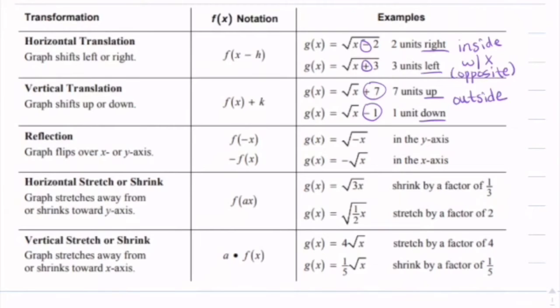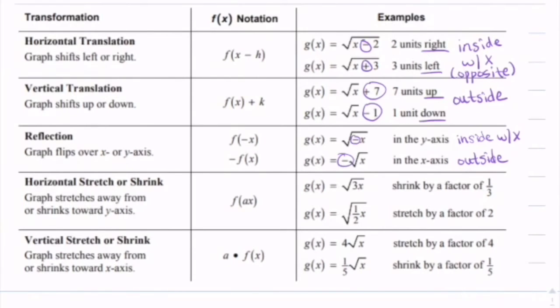Our reflections are just like they've been in the past. If we are inside with x, that's a horizontal reflection. We're reflecting across the y-axis and affecting our horizontal values. So again, inside with x, if you see a negative sign, it's reflecting across y. A negative sign on the outside is reflecting across the x-axis and changing our y values.